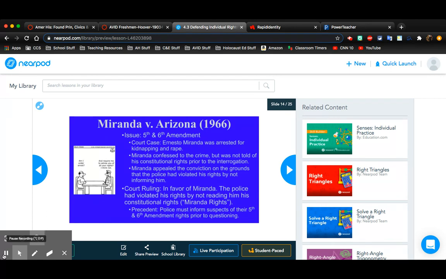The police have to inform accused criminals of their rights. And so this is where the term Miranda rights come from. So whenever you are arrested for something, you have to be read your rights. You have the right to remain silent, all that stuff. All right. Important precedent set there.